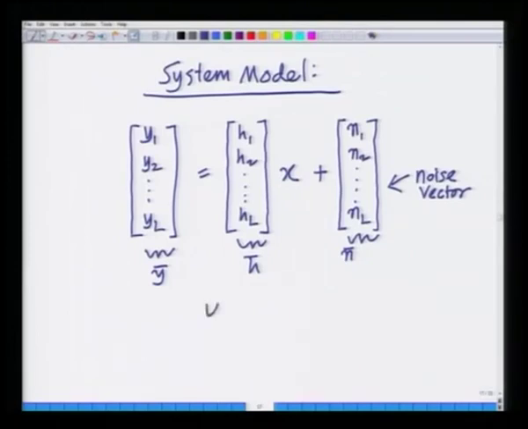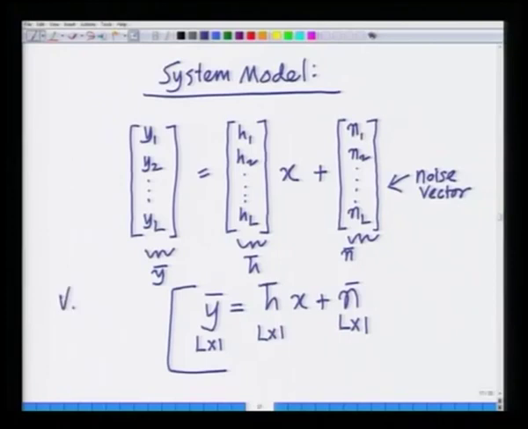So, now I can succinctly represent this in vector notation as y bar equals h bar x plus n bar. Here y bar is an L cross 1 vector, h bar is an L cross 1 vector, and n bar is an L cross 1 vector, where L is the number of receive antennas. This is vector notation, and we will use this to represent the wireless diversity system in a compact fashion.